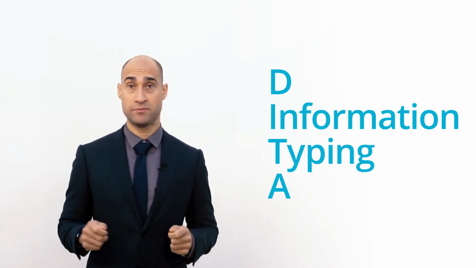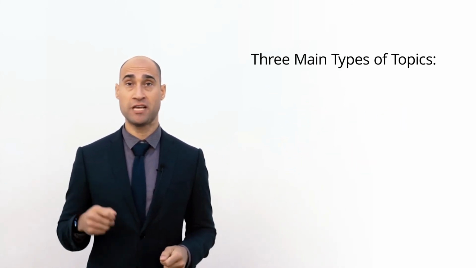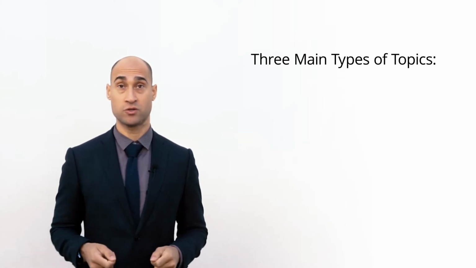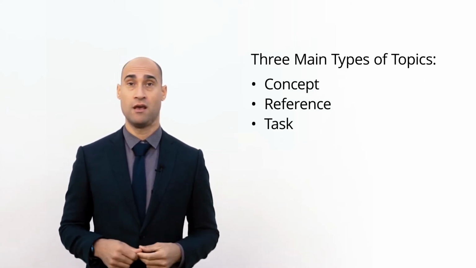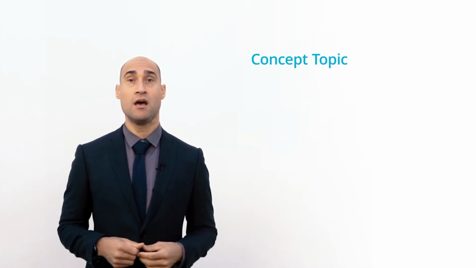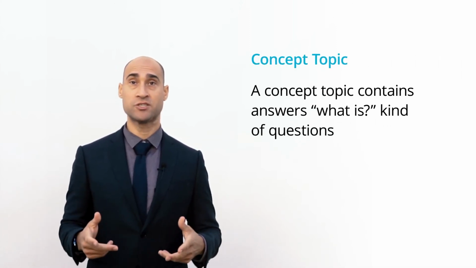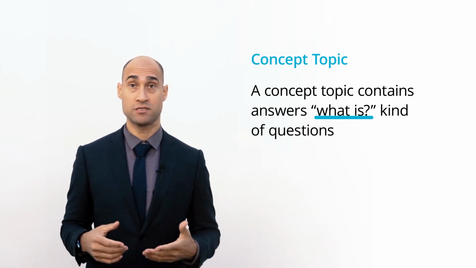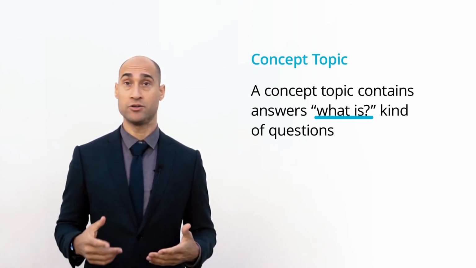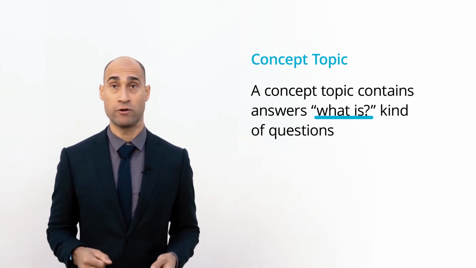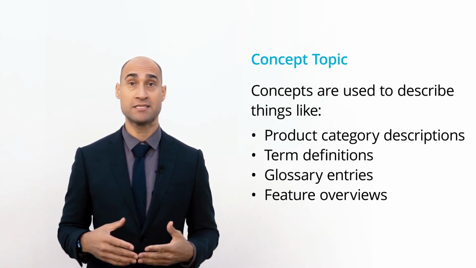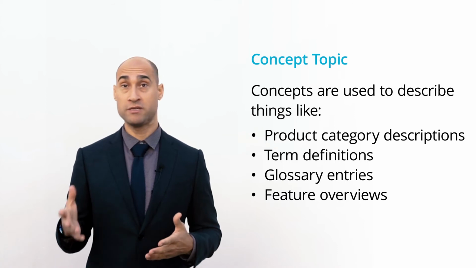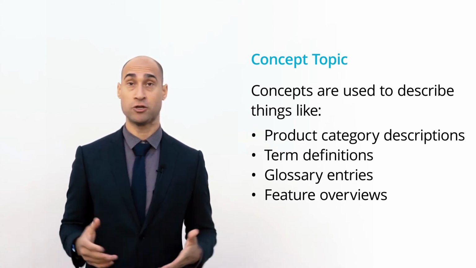There are 3 main types of topics. Each is especially helpful at answering specific kinds of user questions. The main ones are concept, reference, and task. First, a concept topic. A concept topic contains answers to "what is" kind of questions. It helps users learn about and understand a new idea or category of thing. Concepts are used for describing general ideas and things like product category descriptions, term definitions, glossary entries, and feature overviews.